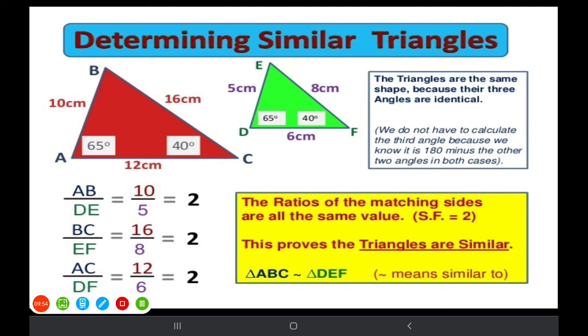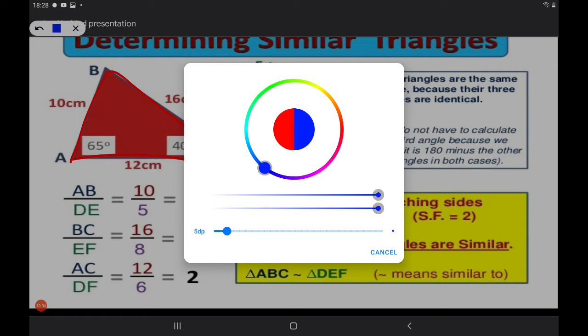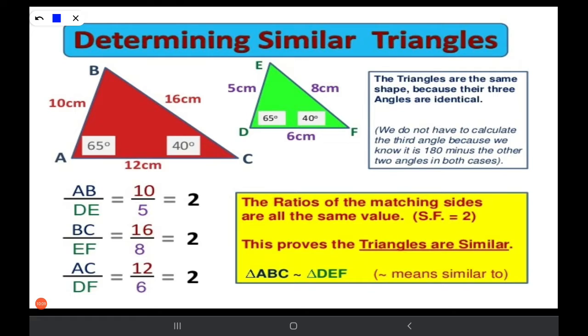Look at the one example here. ABC is a triangle and EDF is a triangle. Next, given 65 degrees, and this is 40, this is 65, this is 40. If we know these angles, we can easily find this angle B. Here is the property, look at here.